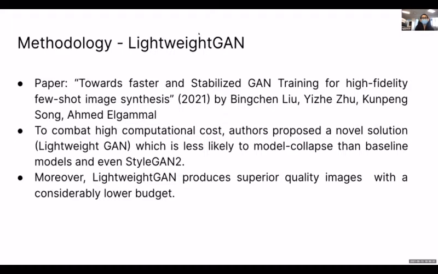Next. So this is our first model. This is Lightweight GAN. It was introduced in 2021. The main purpose of this is that it's an improvement on StyleGAN, and the whole idea is to reduce the computational cost of GANs. So in comparison to traditional GAN models like StyleGAN, Lightweight GAN has a lower computational budget because of the architecture. It is less likely to suffer model collapse, yet it still produces high quality images.